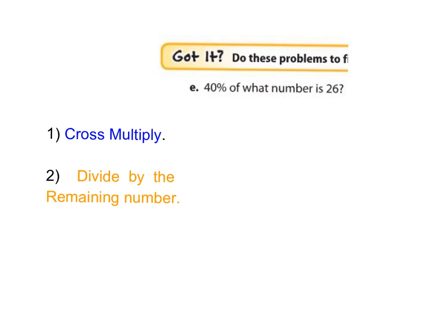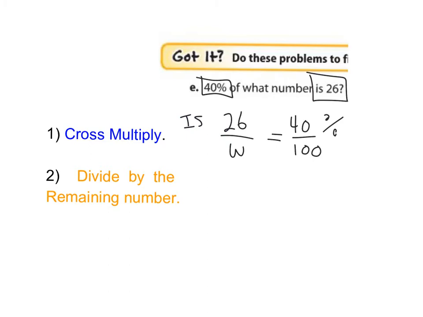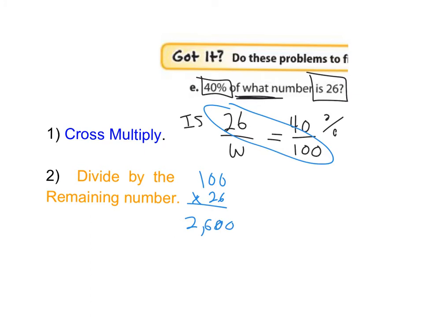This one's going to be a lightning round one, guys. Okay, so first you have to set it up. All right, so they're literally asking us what's the of number. That's just another way you could say it. So step 1, cross multiply. 26 times 100, if you multiply that out, you are going to get 2,600. I didn't show the work for it, but you could easily verify that for yourself.